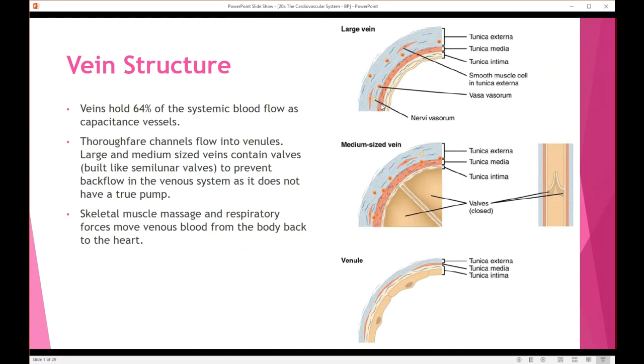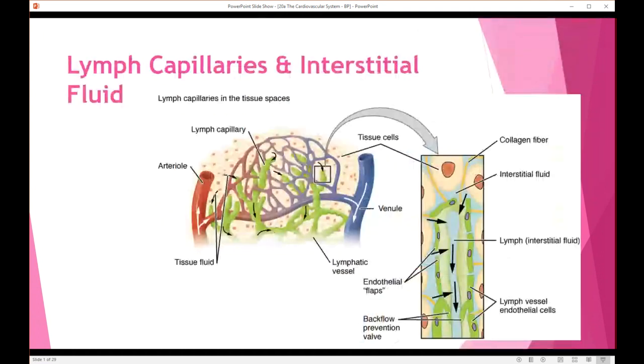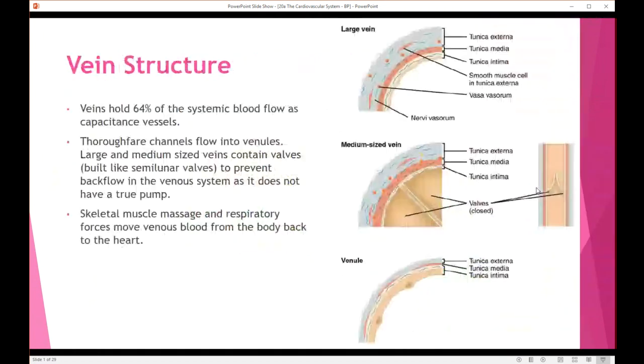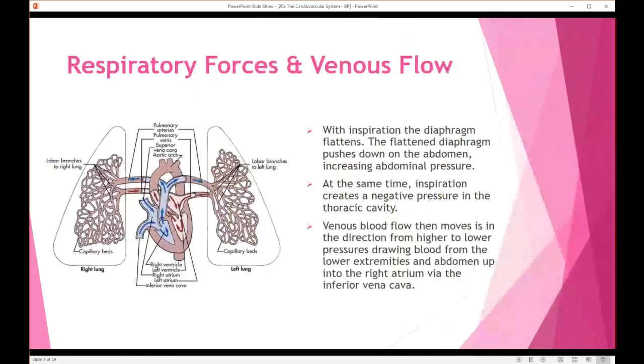So let's talk about veins. Veins hold 64% of the systemic blood flow as capacitance vessels. So you would sort of expect 50-50, right? 50 for arteries, 50 for veins. No, more is being held within our veins. These are called thoroughfare channels, and they flow into the venules. Remember, we talked about those thoroughfare channels. They're going to flow into the venules and then flow into our larger veins.